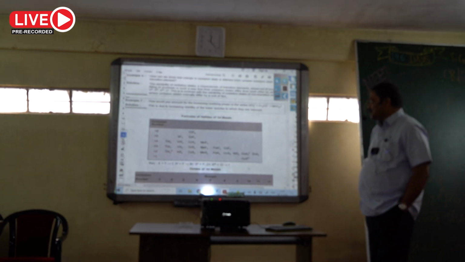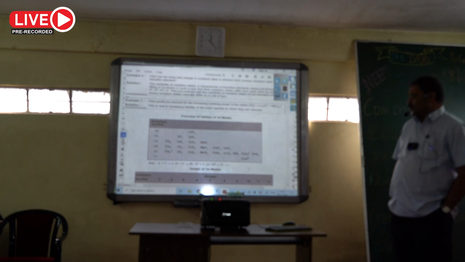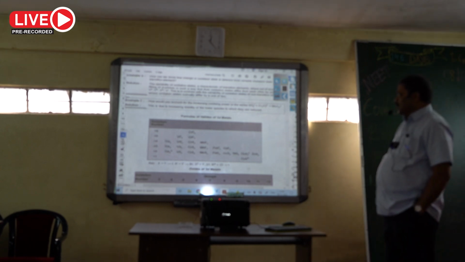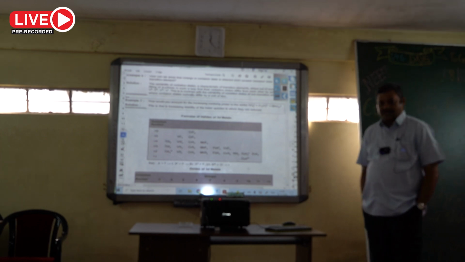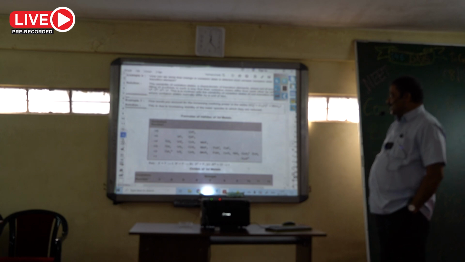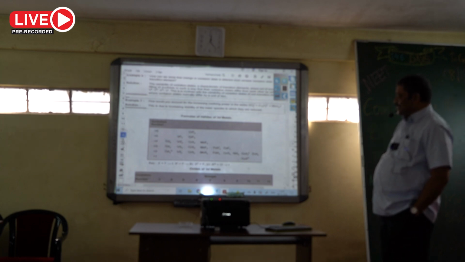See this. These are some points you may note down. Formulae of halides of 3d metals. There is a small English mistake; there is no 'formulas', it is 'formulae'.